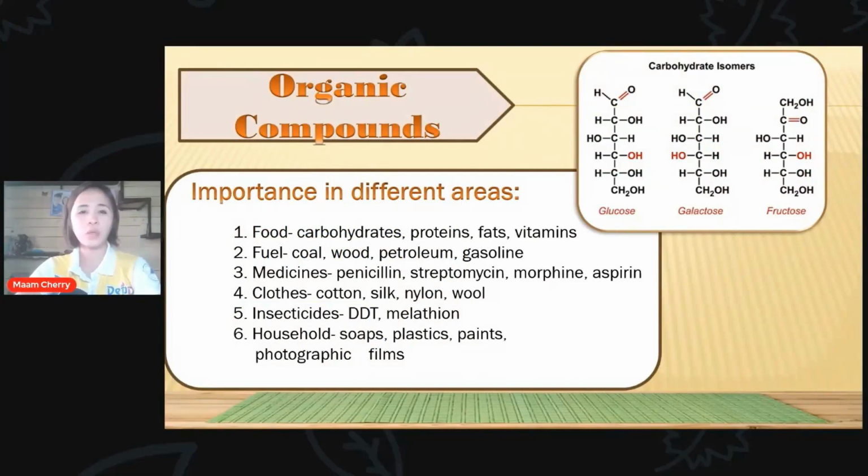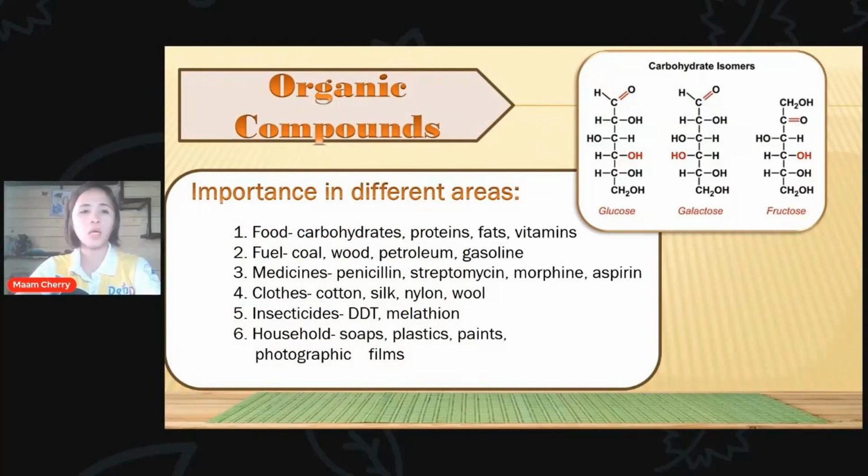So, we have here the glucose, yung expanded formula. Makikita natin, meron na mga double bond, yung mga red color. Nakikita po ba? Yan, yung mga red color, may mga double bond na. Then galactose, one of the examples of carbohydrate isomers, fructose. Yun yung mga expanded formula nila.